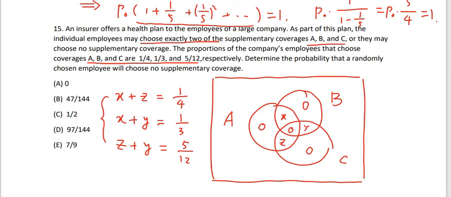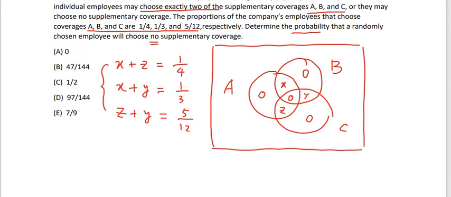Okay. So here we have 3 unknown variables and these 3 equations, so we want to solve them. The question is to determine the probability that they will choose no coverage. So what we want to find is the outside, or choose none. So outside is 1 minus X minus Y minus Z, right? So this is what we want to find.